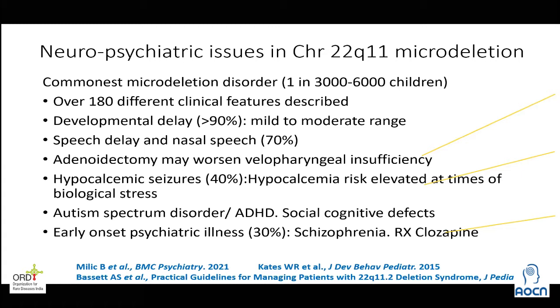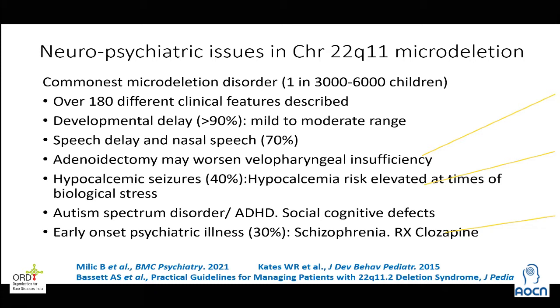If they are going to have cardiac repair, in view of the immune deficiencies, you have to be careful to see the type of blood that these patients get, and most of them are given irradiated blood. 90% and above have developmental delay. A lot of them have expressive speech delay, and a lot of them have nasal speech. And this is caused by the velopharyngeal insufficiency.